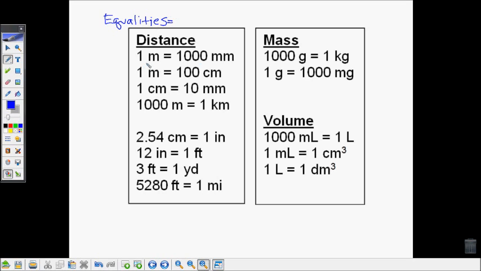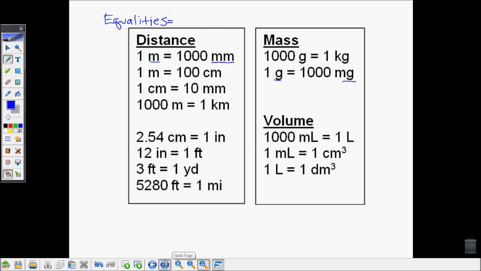So notice how they relate one measurement to another. For example, there's 1,000 millimeters in 1 meter. Or for mass, there's 1,000 milligrams in 1 gram. So these are all measurements that we can relate one unit to another.